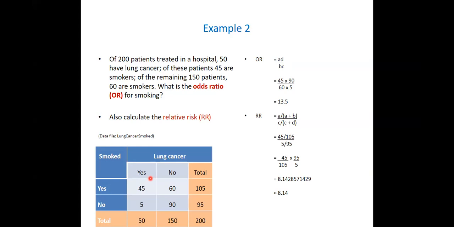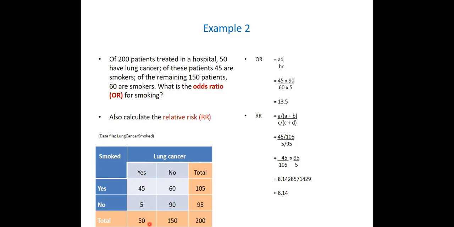Sir, what do you say again? What is the risk of not smoking among the lung cancer people? Okay, it's 90 over 150. I didn't say along the no lung cancer. This vertical place is the lung cancer. This 90 over 150 is not among the lung cancer. Okay, what is the probability of not smoking? Okay, 5 over 50. Yeah, that one.